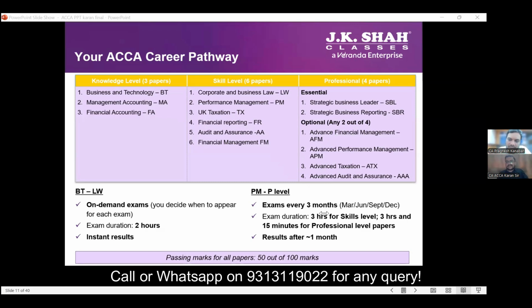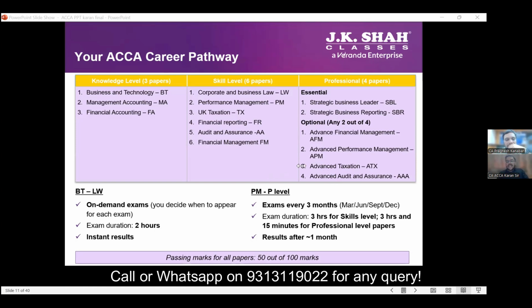So if we talk about this bunch of students who are currently present, who are qualified chartered accountants, I will not call them students, SBL and SBR are non-negotiable, they need to go for them. For the optional papers, out of four, that is two, AFM being the first priority, then APM and AAA, advanced audit and assurance, and the last priority is advanced taxation, because that is UK taxation, and that will be very difficult for them. Correct. Got it, sir, got it.